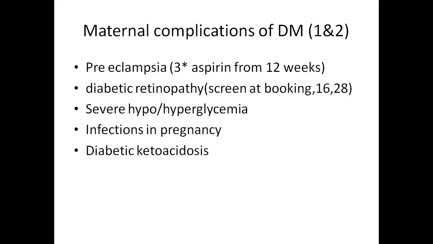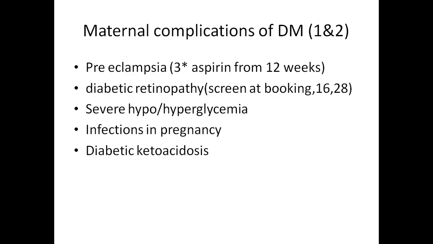Okay, what are the maternal complications of type 1 and type 2 diabetes? We are talking about overt or pre-existing diabetes mellitus. So pre-eclampsia is more common, with a threefold increase in the pre-eclampsia risk. So we have to start her on aspirin tablet 75 milligrams right from the end of the first trimester.